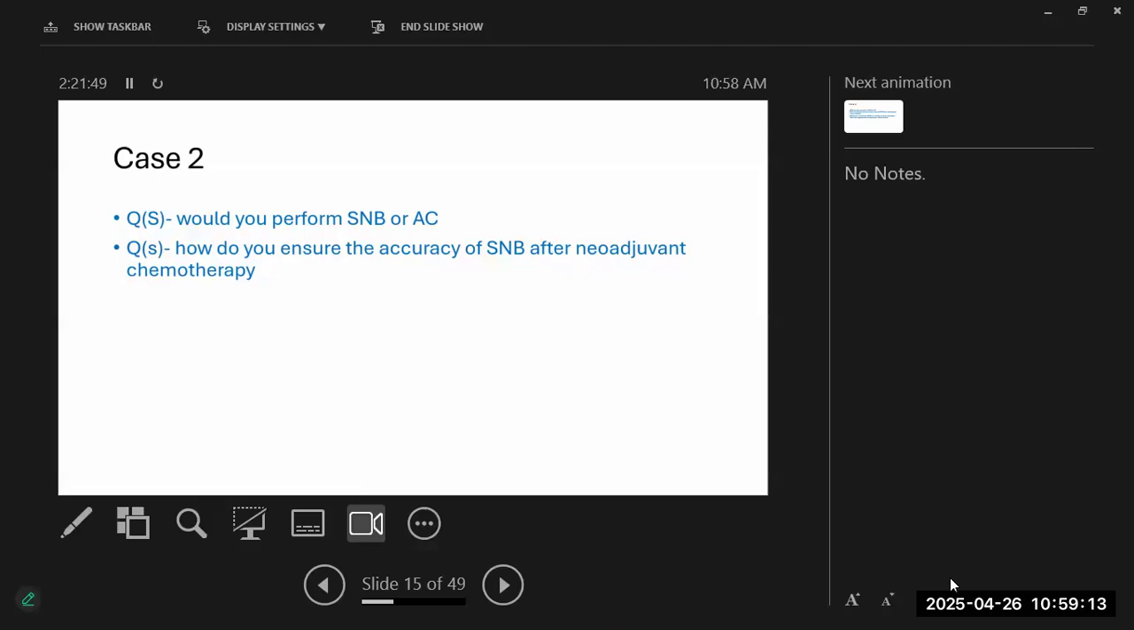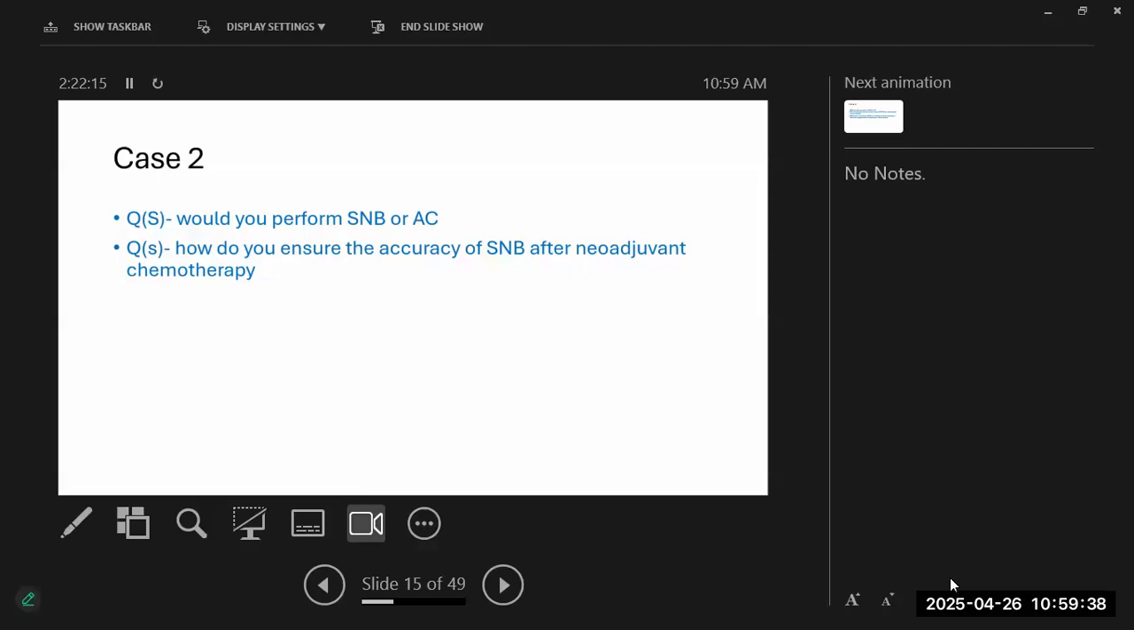And sometimes with sentinel, we do the targeted axillary dissection. And there's a new study from 2023, a multi-center trial, a meta-analysis including 13 trials. The verdict simply is that there is a place, and it's effective to do a sentinel node biopsy after neoadjuvant chemotherapy.